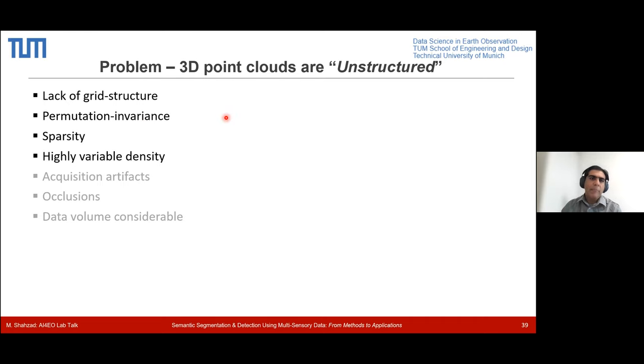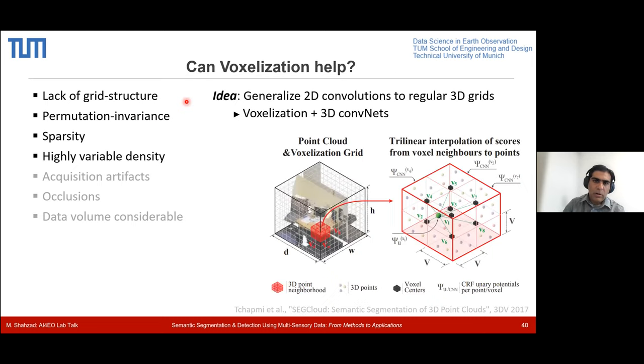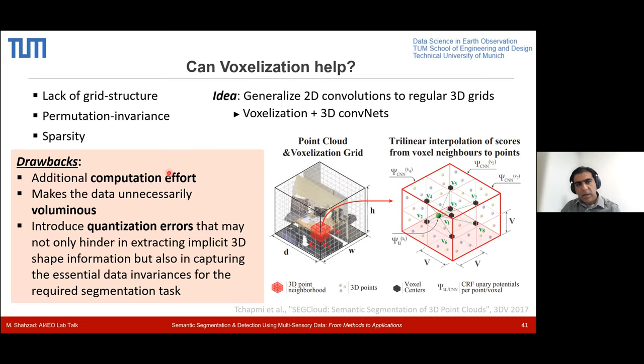So one potential idea, initially what people thought of, was the voxelization step. The idea was to generalize the 2D convolutions to extract features from points on regular 3D grids. Voxelize means that we make a 3D cube, divide the points into this 3D cube, and then apply 3D convolutions over this to extract the features of the individual points. Of course this works, but the drawback is that it has additional computation effort, makes the data unnecessarily voluminous, and also introduces quantization errors because we are gridding.